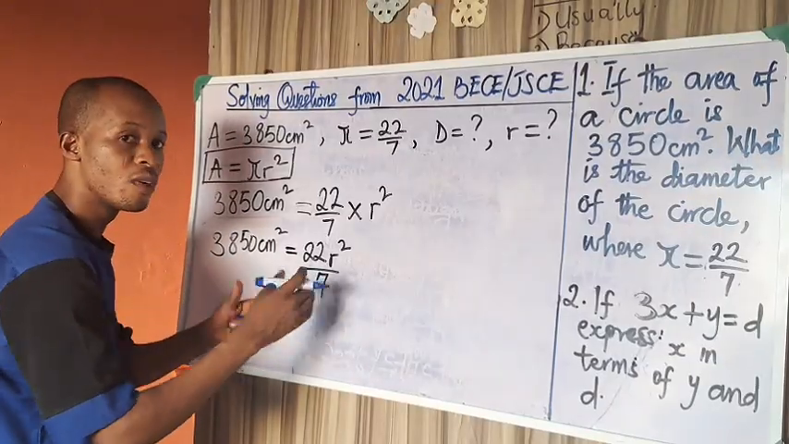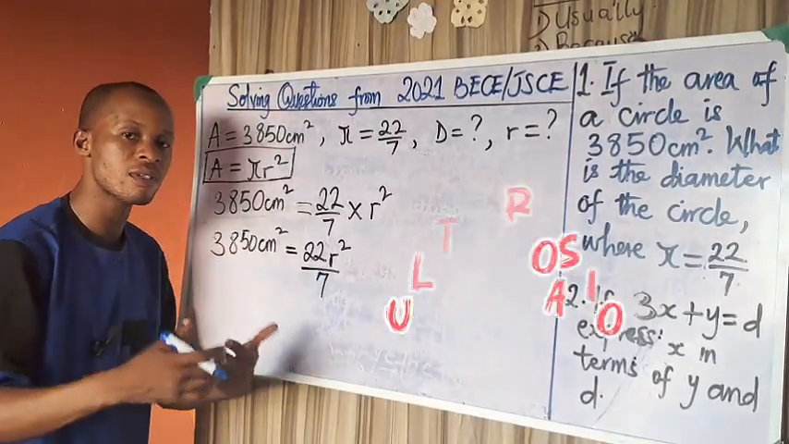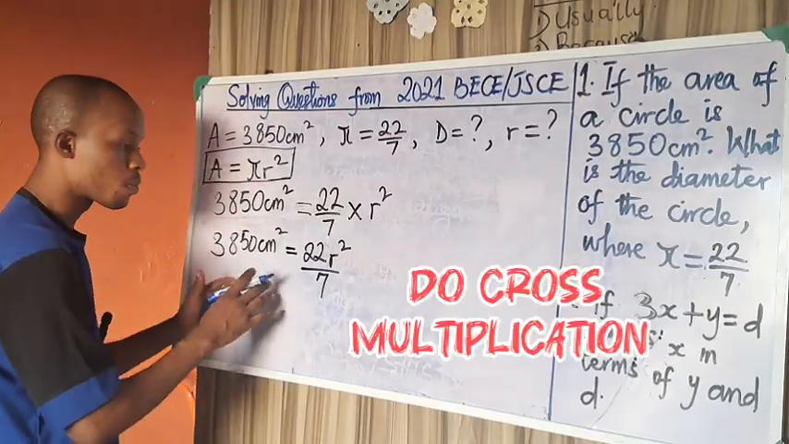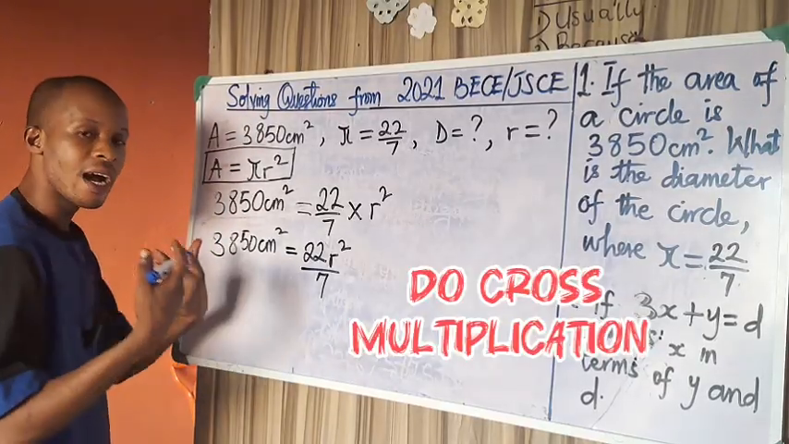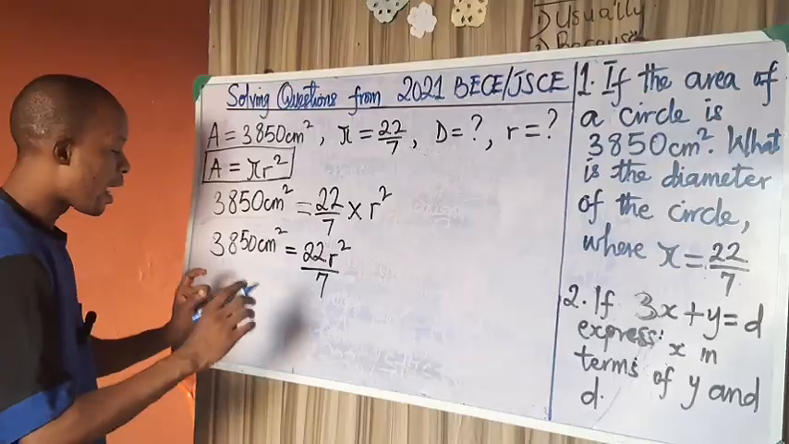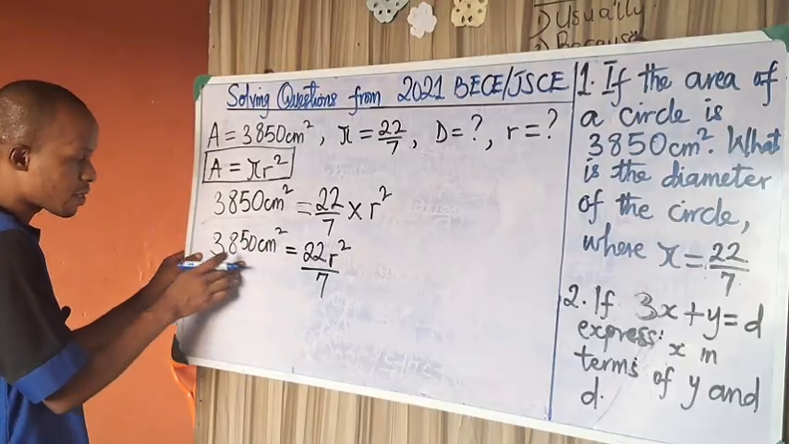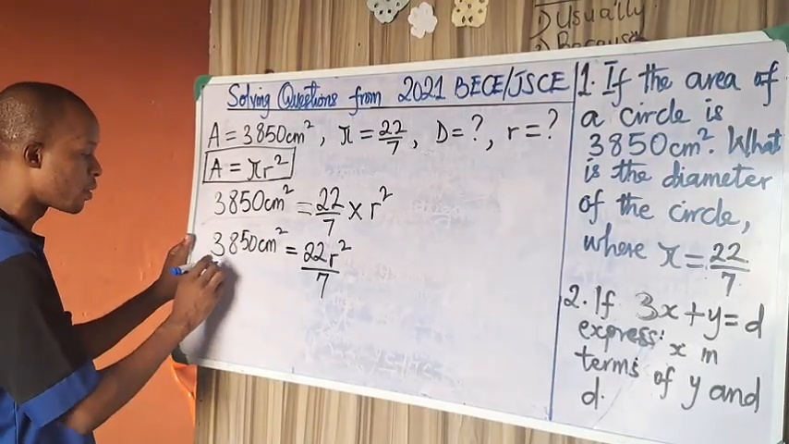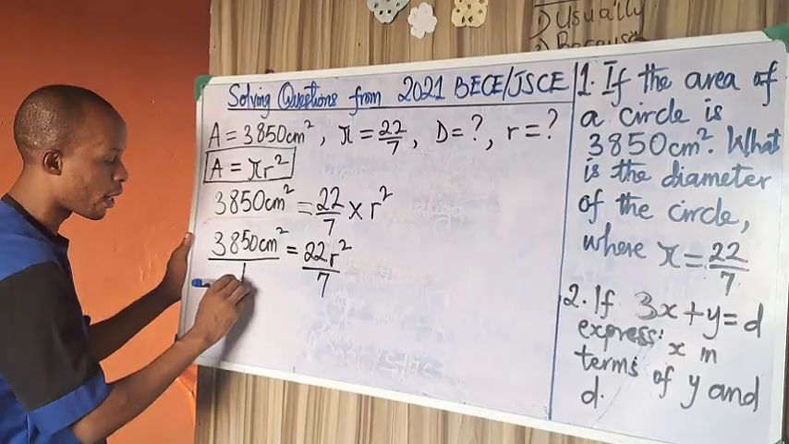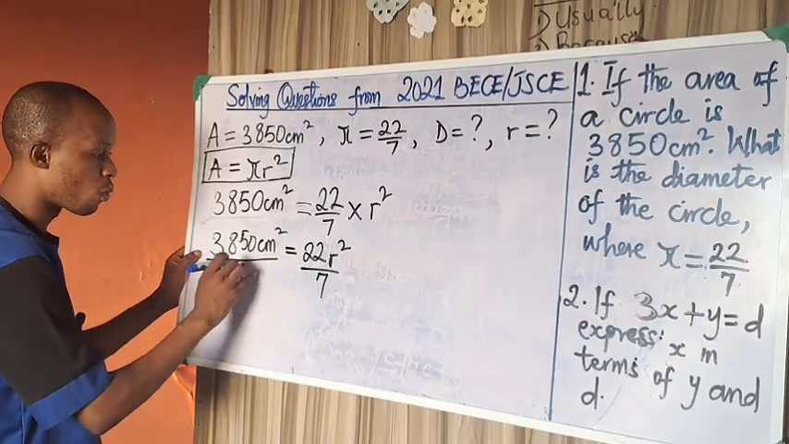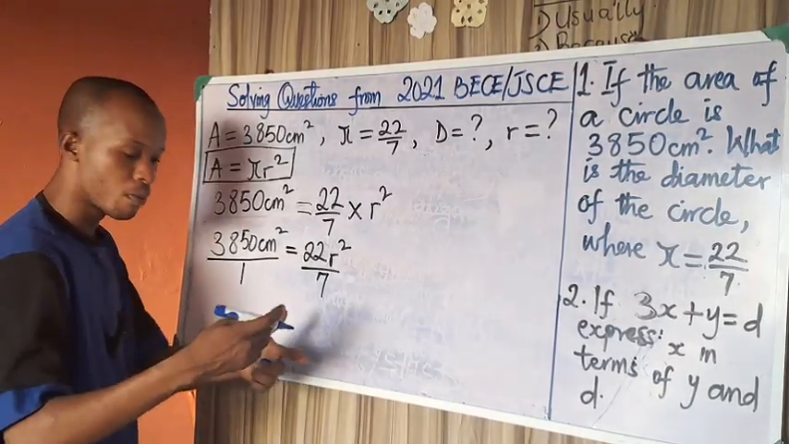So from here, we can carry out what we call cross multiplication. We can do cross multiplication from this step. And how do we achieve that? We are going to turn this left side of this equation to a fraction by simply dividing it by 1. Then we can do our cross multiplication.